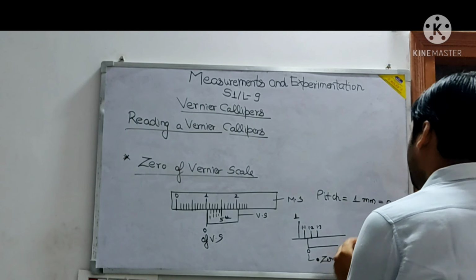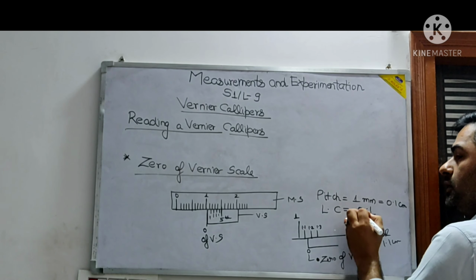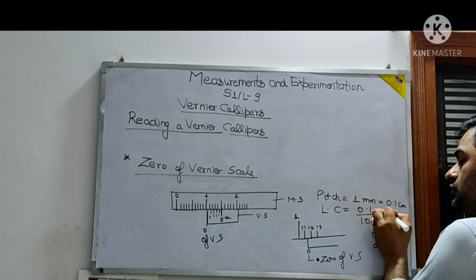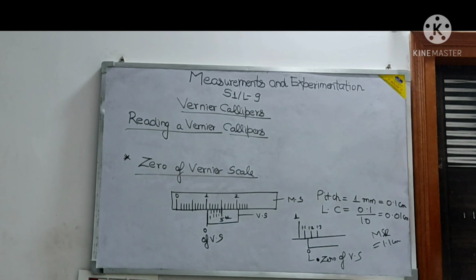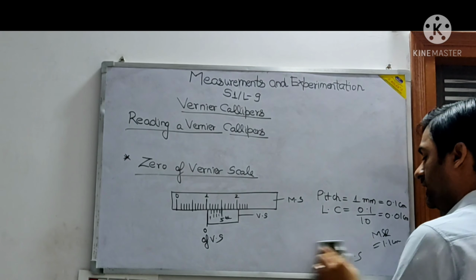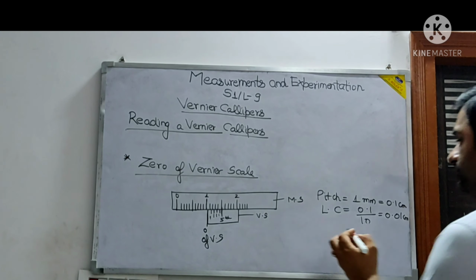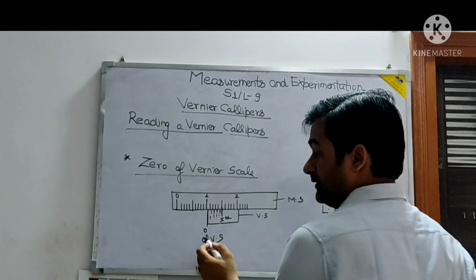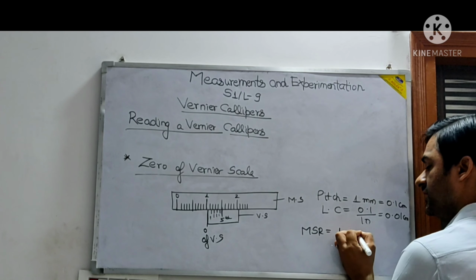So first we have the pitch, this much. So what will be the least count? Least count will be 0.1 upon how many divisions are there in the vernier scale? 10 divisions. So 0.01 centimeter or 0.1 mm. And from the scale itself we have determined the main scale reading also. So what was the main scale reading? Because we are determining the zero of vernier scale, between 1 and 1.1 we will take the lower value, that means 1 centimeter.